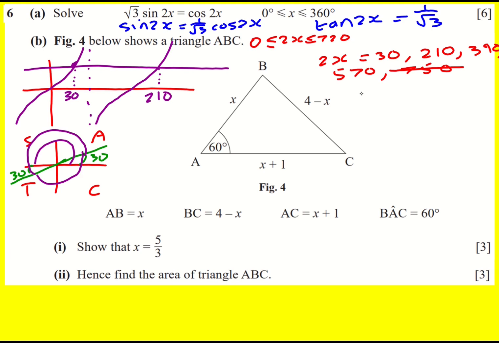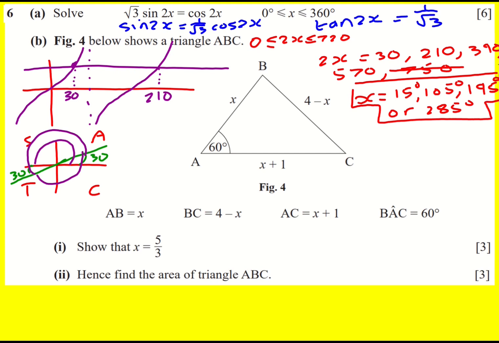We're nearly done. Just got to work out x. I can do that by dividing by 2, but it's only at this point I'm dividing by 2. So x is going to equal 15, 105, 195, or 285, all in degrees. Good job. Quite tricky, that. Hopefully you're happy with it.